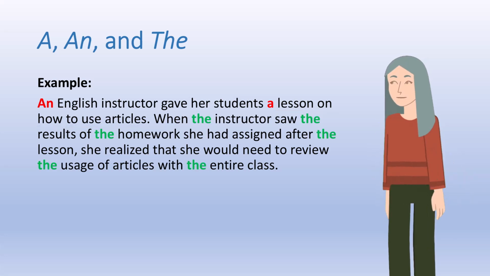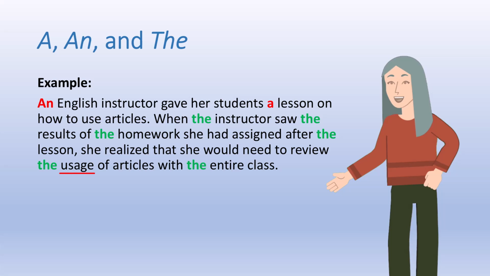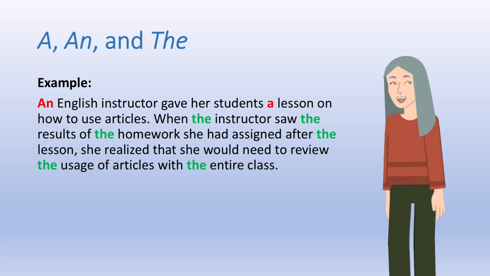As we continue the conversation or text, we can refer to that English instructor and lesson as the instructor and the lesson. We also use the definite article the before results and homework because they are specific results of the specific homework that was given after the lesson on articles. We use the in this case because we've already mentioned that the lesson was about article usage. Finally, we use the before entire class because there is only one full class who did homework after this specific lesson.